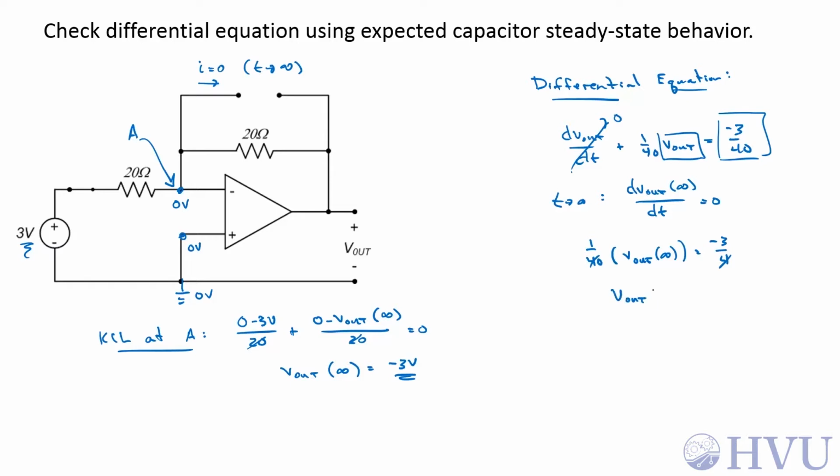So our differential equation says V out of infinity is negative 3 volts, which agrees with our result based on our physical insight on how the capacitor behaves as t goes to infinity for constant inputs. So we have a lot of confidence in our differential equation now. So let's go ahead and proceed with the solution.